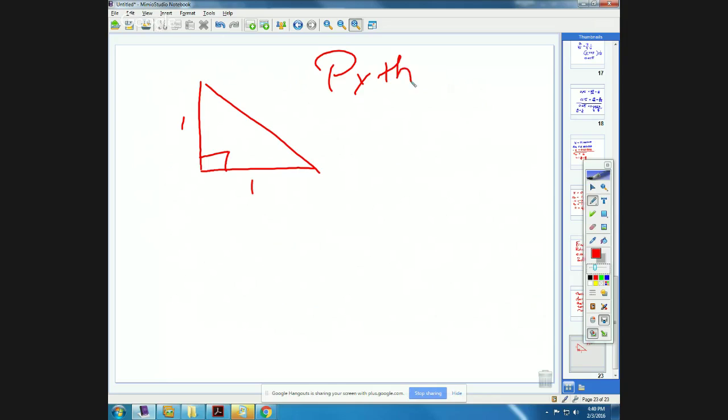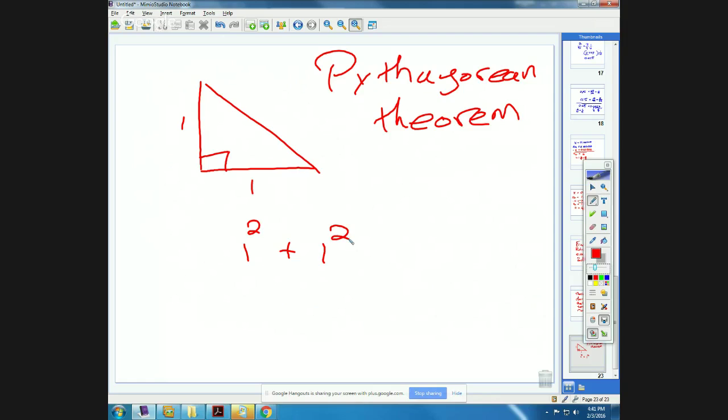A long time ago, yeah. Pythagorean. Can I spell it? Yeah, there it is. Theorem. Pythagorean theorem says if you take each leg and square them, so that would be 1 squared plus 1 squared, and then you add them up, that's always going to be equal to the square of the long side. Here's the long side over there. Long side's always opposite the right angle. So that's always going to be equal to long squared.